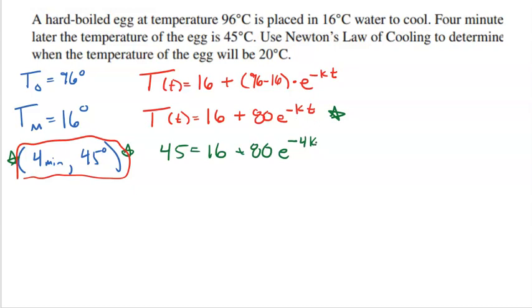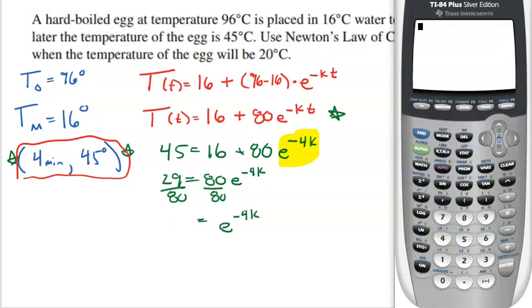But what have we been doing for the last couple of days? Working on solving. So I have to isolate the exponential portion. I need to isolate this exponential part right here. So I'm going to subtract 16. 45 minus 16 is 29, equals 80 e to the negative 4k. Divide by 80. 80 divided by 80 is 1. 1 times e to the negative 4k is e to the negative 4k. 29 divided by 80, you could grab a calculator if you want. I have one right here, 29 divided by 80.